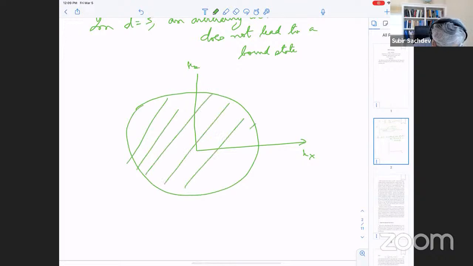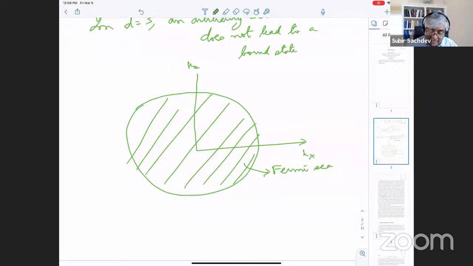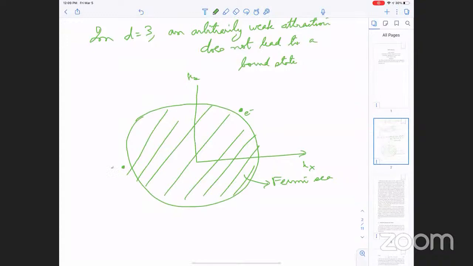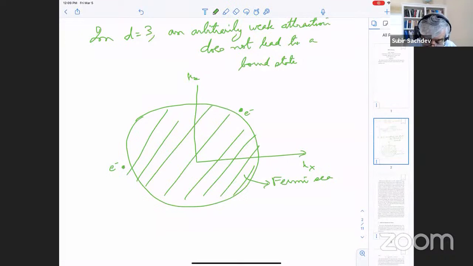So this is the Fermi sea in a metal. And what we have learned from the study of the electron-phonon coupling is that if I put two electrons next to a Fermi sea, one electron here and another electron somewhere else, they have to occupy states in momentum space that are outside the Fermi sea. And now it is these electrons, which are just outside of the Fermi sea, not in a vacuum, but outside of the Fermi sea, that are going to experience a weak attractive interaction.